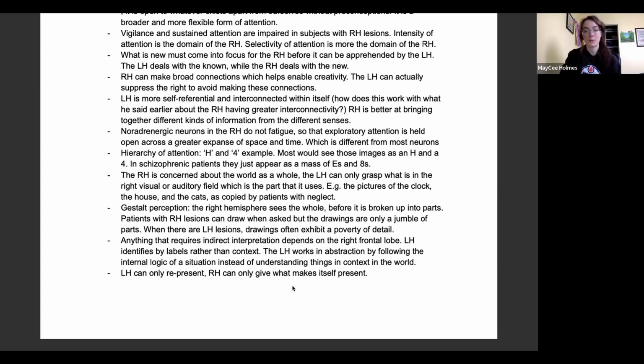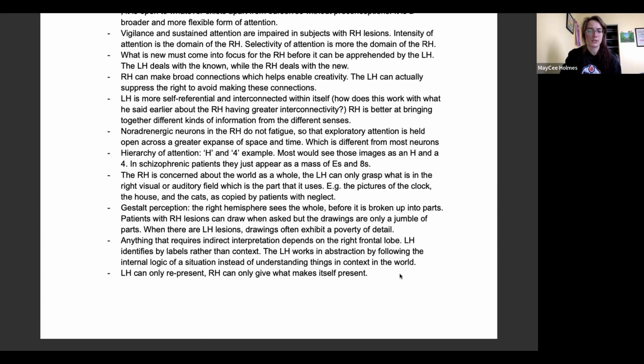Gestalt perception: the right hemisphere sees the whole before it is broken up into parts. Patients with right hemisphere lesions, relying on the left, can draw when asked, but the drawings are only a jumble of parts. Where there are left hemisphere lesions, relying on your right hemisphere, drawings often exhibit a poverty of detail. Anything that requires indirect interpretation depends on the right frontal lobe.